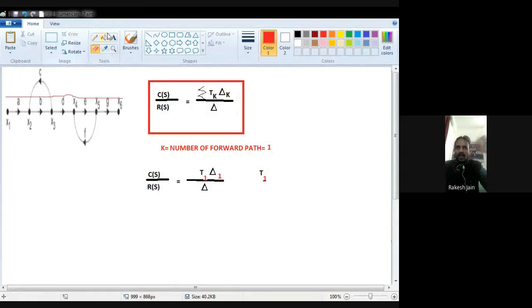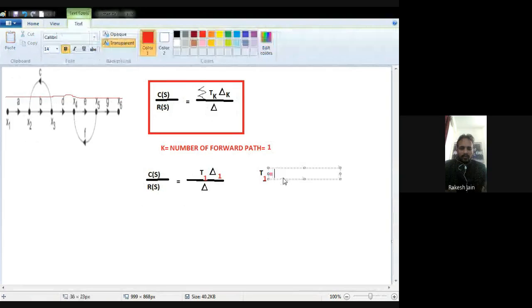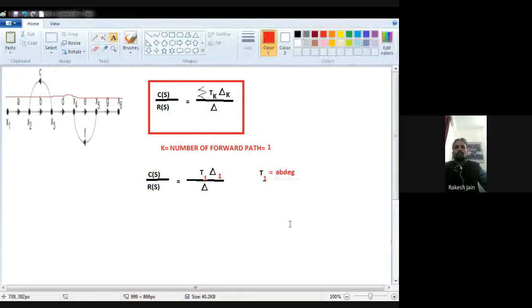For example, here is only one forward path, which I denoted a few minutes ago with a red color pencil in that diagram. Now see that forward path. First A will be there, then B, then D, then E, and then G. So A, B, D, E, G is the first forward path gain. So I just write down the value of T1, that is A, B, D, E, G. This one will be my first forward path gain.